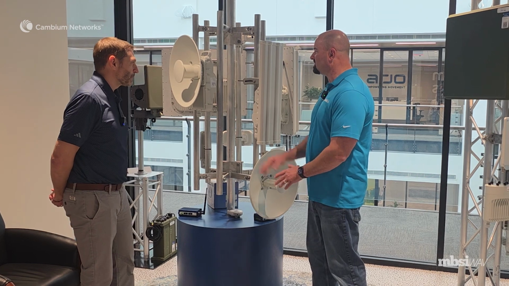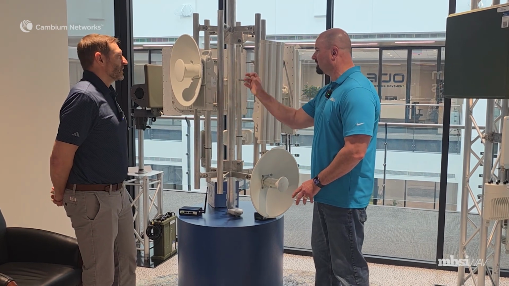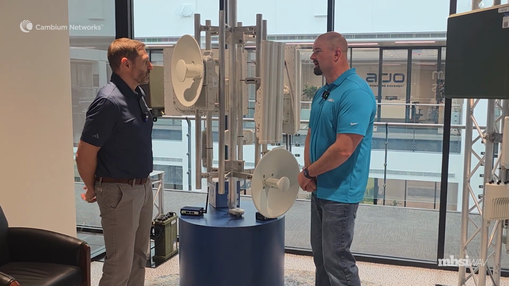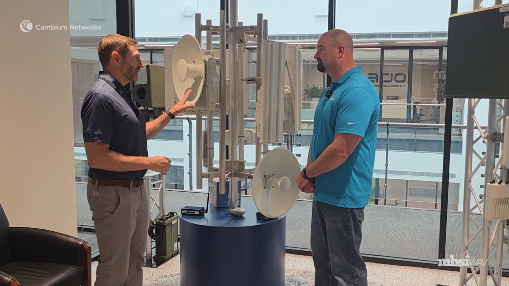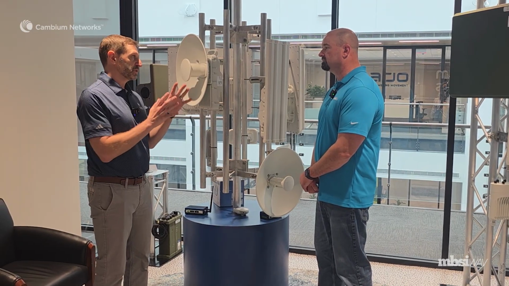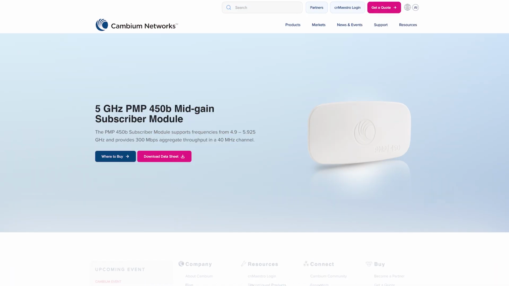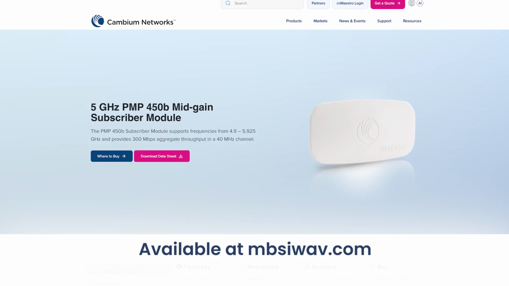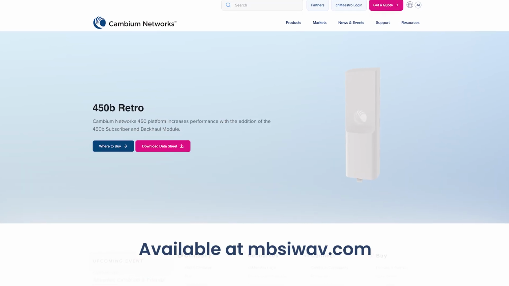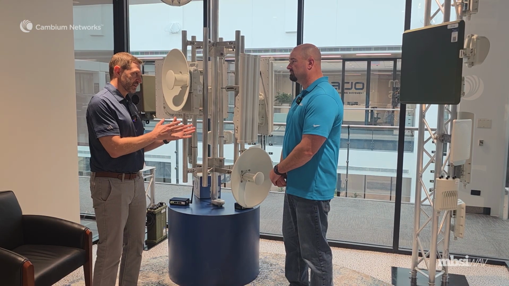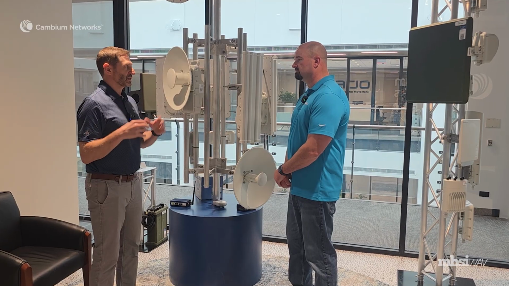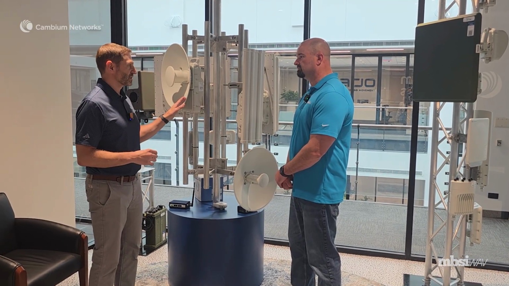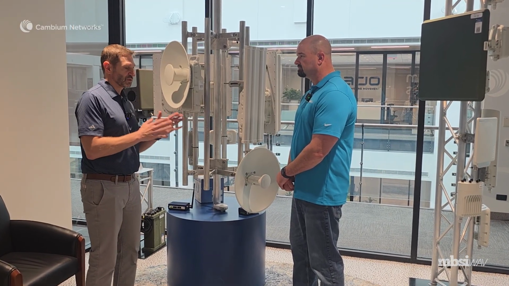Matt, are we always going to see the dish accompanying the subscriber modules, or do you guys have an integrated antenna solution for that? For the 450v, we always have the dish. For the 450, we do have options that are smaller. We have the 450b mid-gain or the 450b retro. Those are still available, only operate in 5 gigahertz, but as far as the V goes, that supports 6 gigahertz, the only options are with the dish. So either the 2x2 or the 4x4.